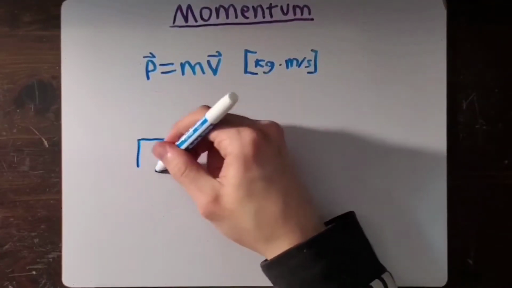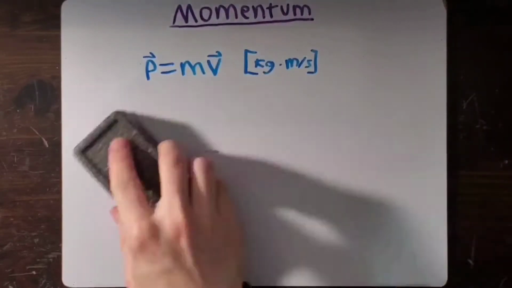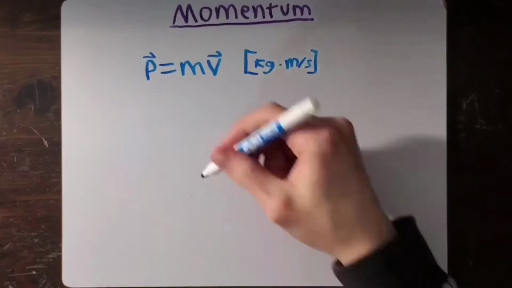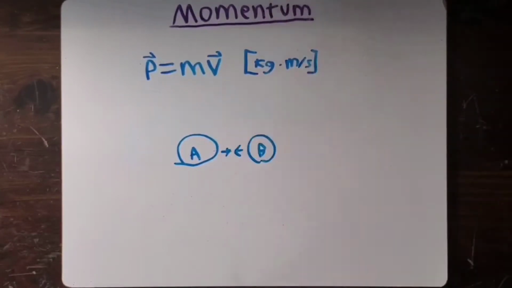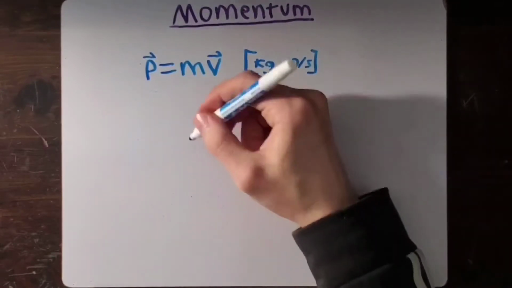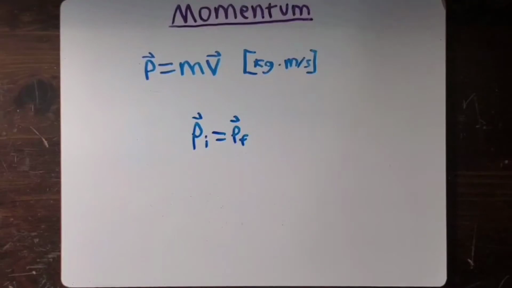In a closed system, which is a system not affected by external forces, momentum, like energy, is conserved. We can apply this to collisions, knowing that when two objects collide, the total momentum before the collision is equal to the total momentum after the collision, or P initial equals P final. Now with that in mind, let's have another look at our earlier collision.